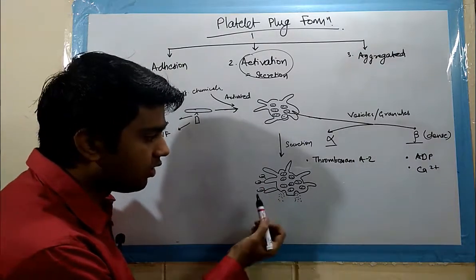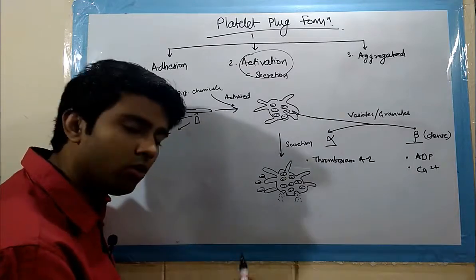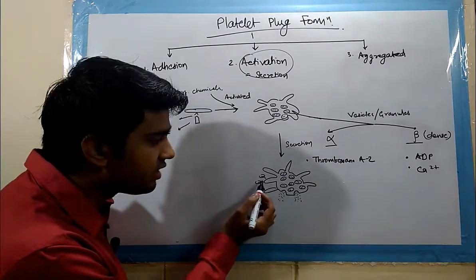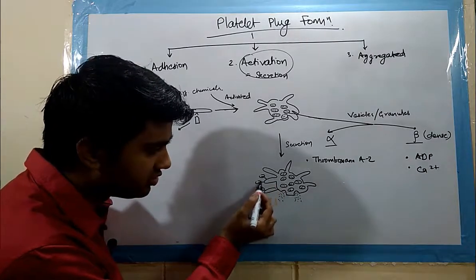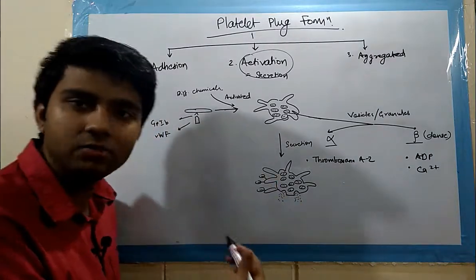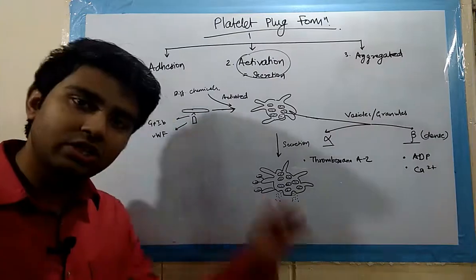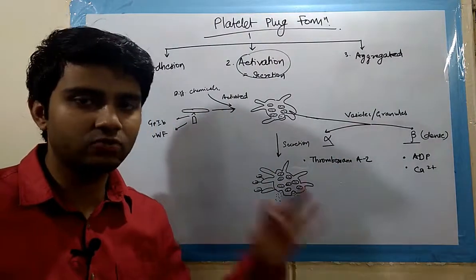And also one more thing happens which mostly students miss, which is that negative phospholipid molecules are also expressed on their surface, which we'll see how it helps in the coagulation cascade in a while. This was all about the second step, which is activation.